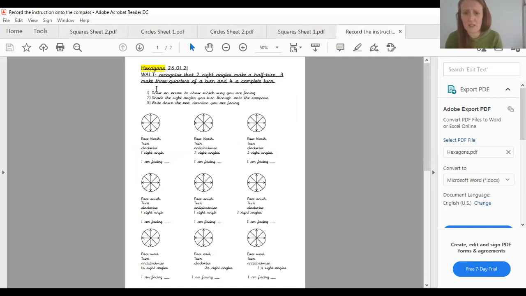Yeah, I don't know why it's not called hexagons. I need to check that. Hexagons, here's yours here. You've got little circles here. It says draw an arrow to show which way you are facing. Shade the right angles you turn through onto the compass. Write down your new direction.